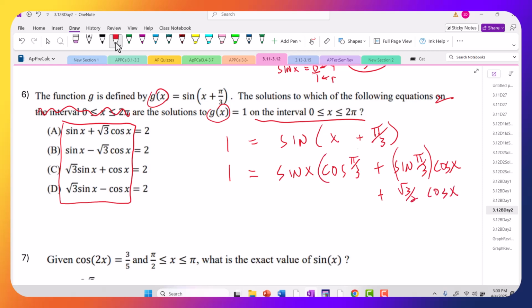And then what's cosine of 60? Well, it is a half. I'm going to write that out in front. Commutative property is what that's called. Sine, see how I fit that in there? All right, and then that equals 1.